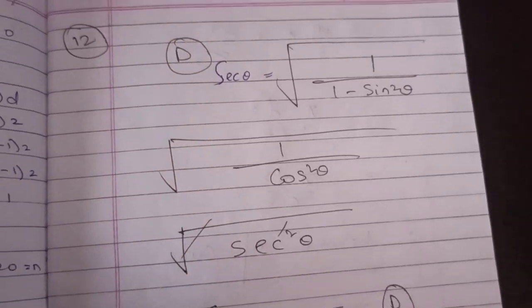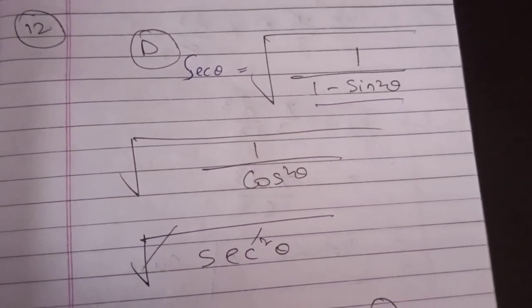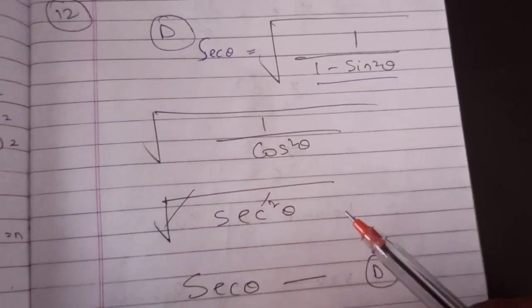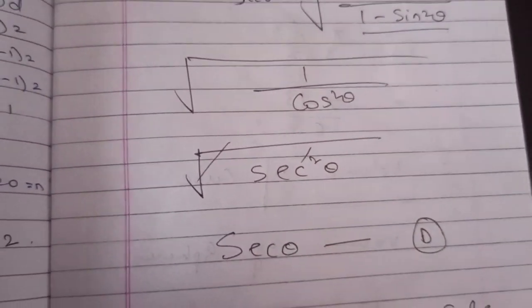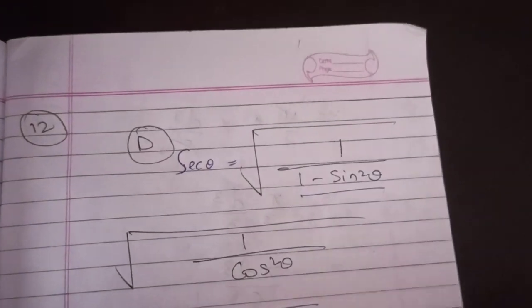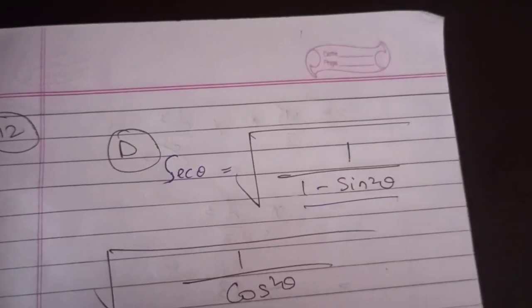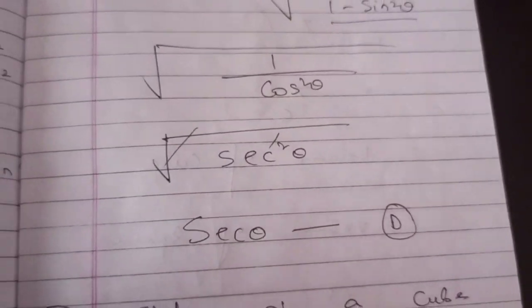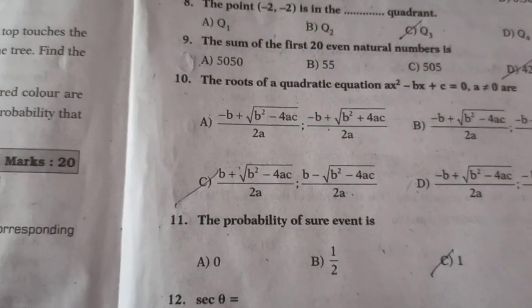1 minus sin square theta, trigonometric identity, is what? Cos square theta. 1 by cos, secant. The square root gets cancelled. So this option we can change into secant theta. So here is what? Option D.